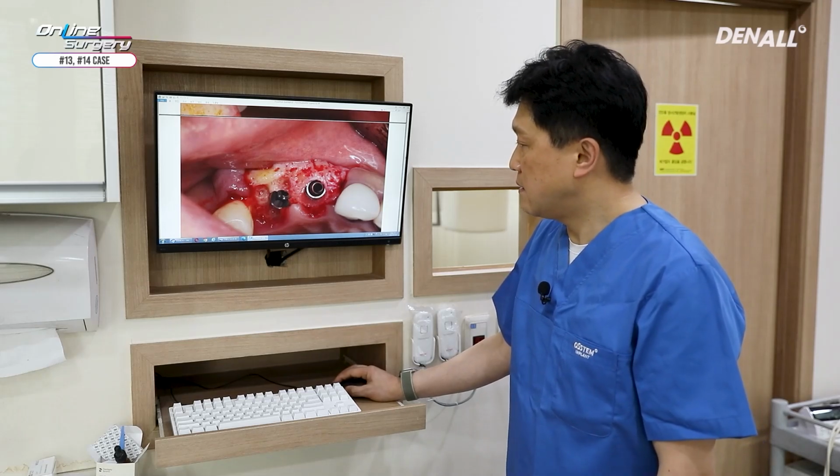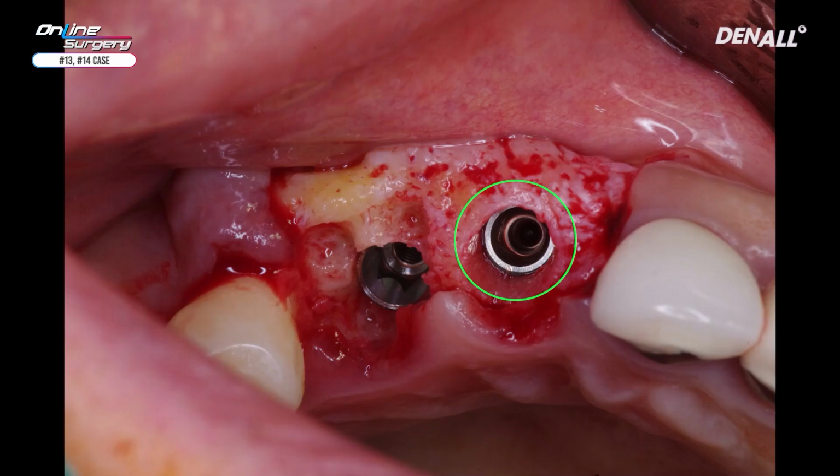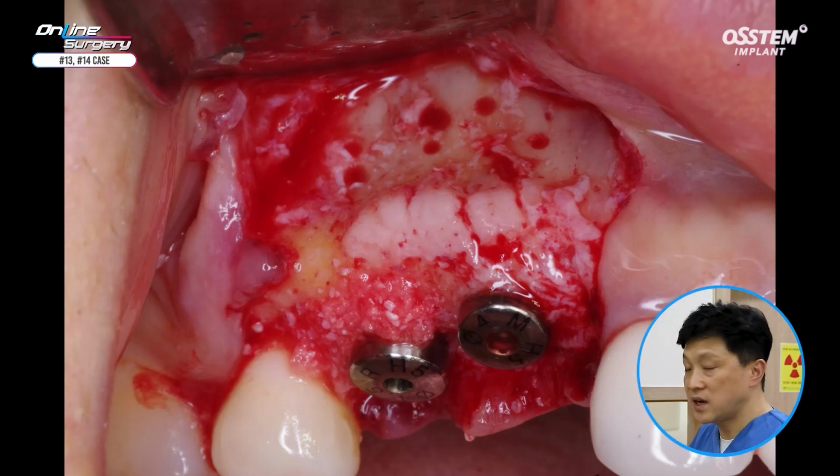Implants were placed in number 13, 3.5 diameter, and in number 14, 4.0 diameter implants were placed. TS3 were placed. Cortical bone perforation was performed. On top of this, bone grafting was done to regenerate the bone. I do not believe we need to do this up to the top.